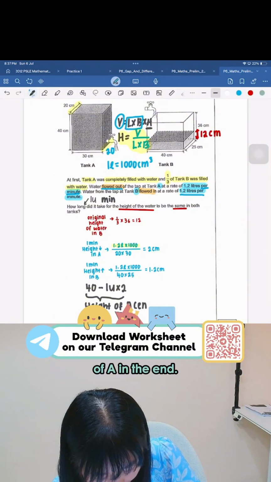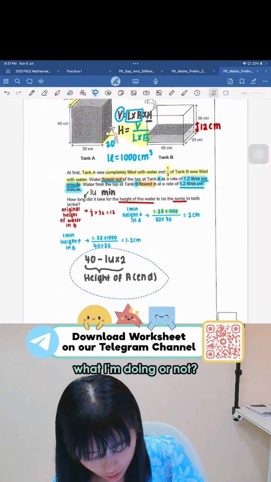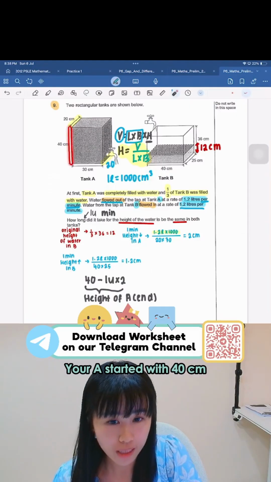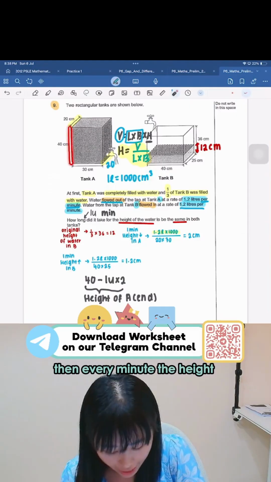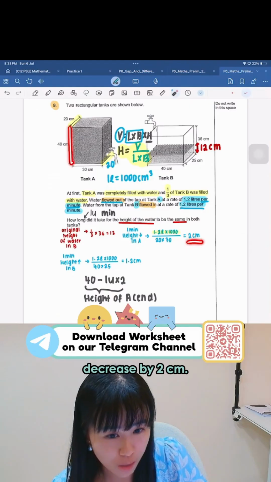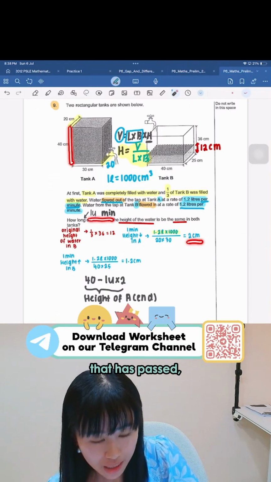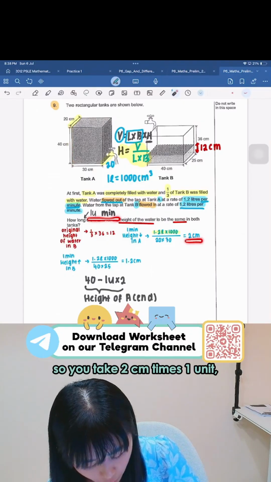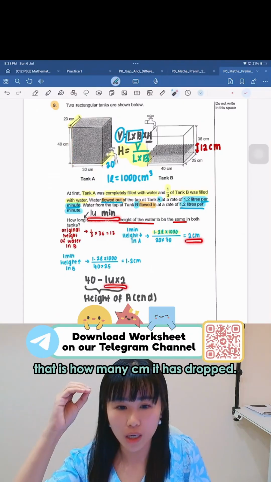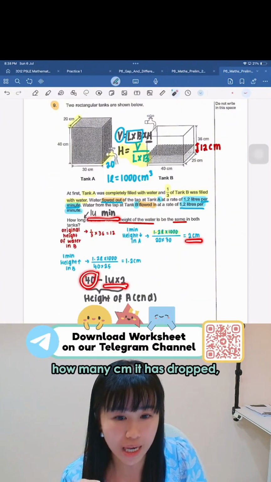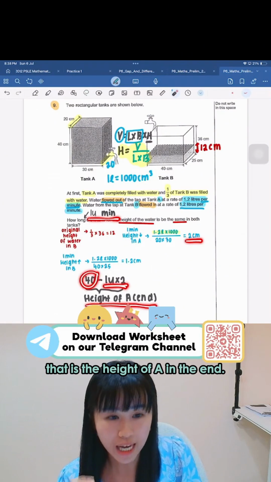in the end. Everybody can understand what I'm doing or not? Okay, so I'm going to explain again if you all don't understand. Your A started with 40 cm. Then every minute the height decreased by 2 cm. If we know that 1 unit of minute has passed, you take 2 cm times 1 unit. That is how many cm it has dropped. So you take 40 minus how many cm it has dropped. That is the height of A in the end.